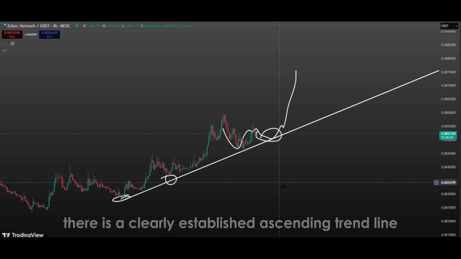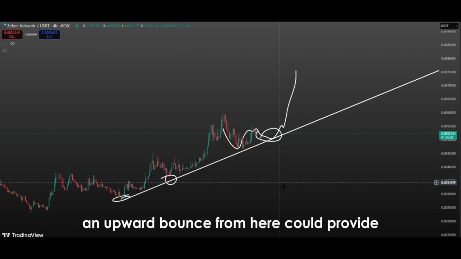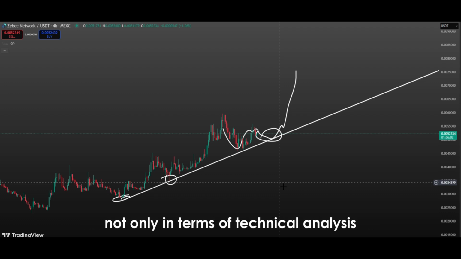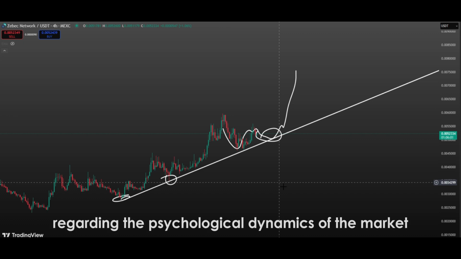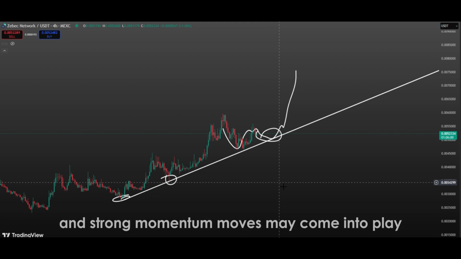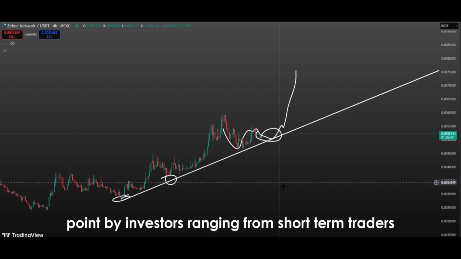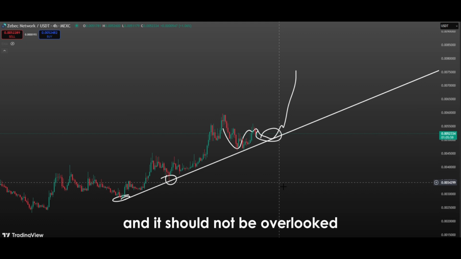In conclusion, there is a clearly established ascending trend line and the price is very close to it. An upward bounce from here could provide important signals not only in terms of technical analysis, but also regarding the psychological dynamics of the market. If the trend continues upward, new highs, target prices, and strong momentum moves may come into play. For this reason, this trend line should be seen as a key reference point by investors, ranging from short-term traders to medium-term strategists, and it should not be overlooked.